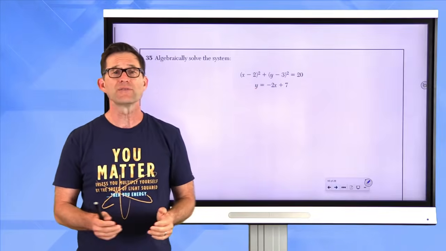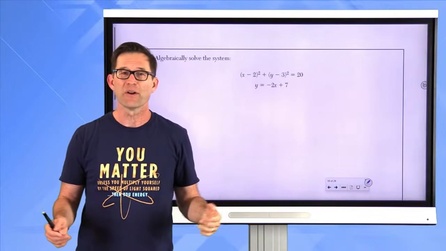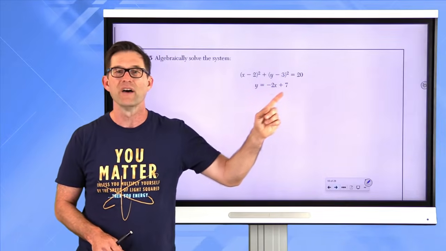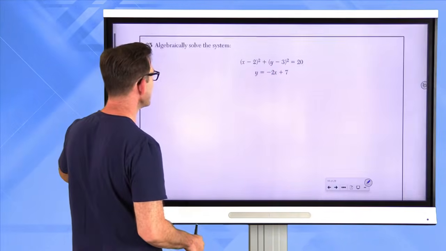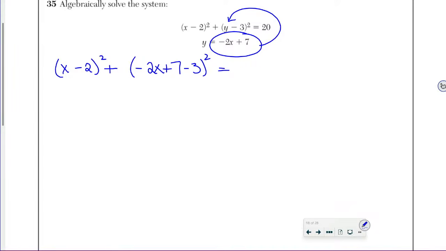So what I'm going to look to do right now is substitute this equation into this equation. I'm going to do some algebraic magic, and we're going to come up with the two intersection points of this line with this circle. So let's do it. I love just some good old algebra. So I'm going to take my -2x + 7 and substitute it in right there. Here we go. (x - 2)^2 + (-2x + 7 - 3)^2 = 20.